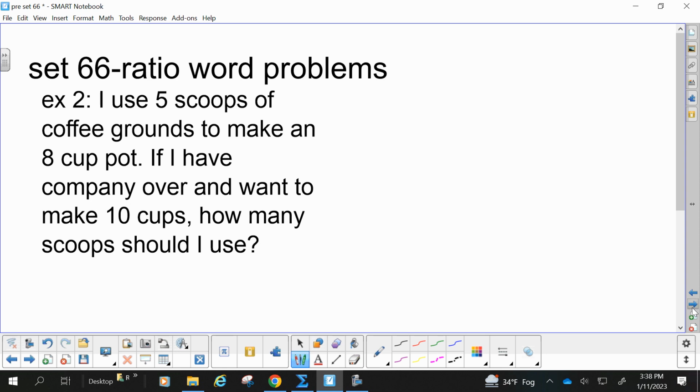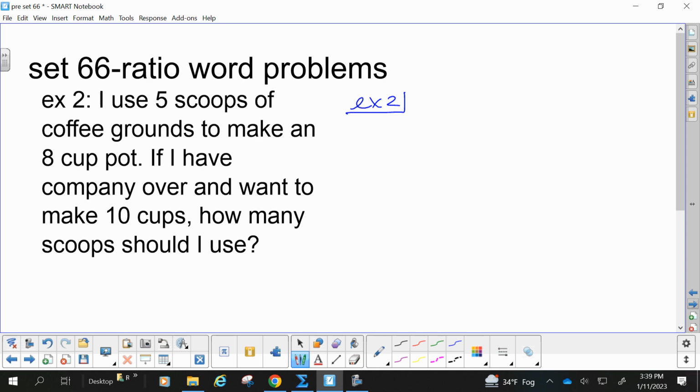I use 5 scoops of coffee grounds to make an 8-cup pot. If I have company over and want to make 10 cups, how many scoops should I use? Let's this time focus on taking notes quickly, okay? These notes are supposed to be for your benefit, so you don't have to take them verbatim. What does verbatim mean? Word for word. You can paraphrase and leave out some unimportant words.